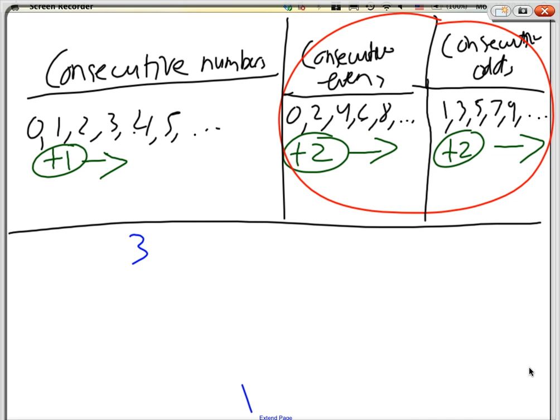3, 4, 5, 6. Okay? So I have 4 consecutive numbers. Do we agree that these are called consecutive numbers? Yes. Good. Can you add them up? Yes. Go ahead and add them up.